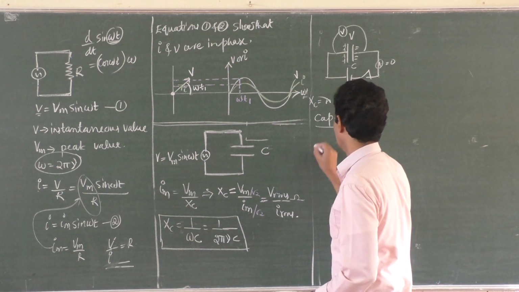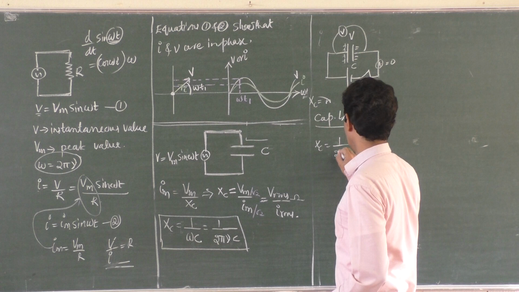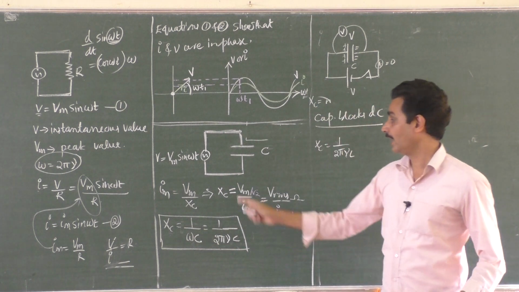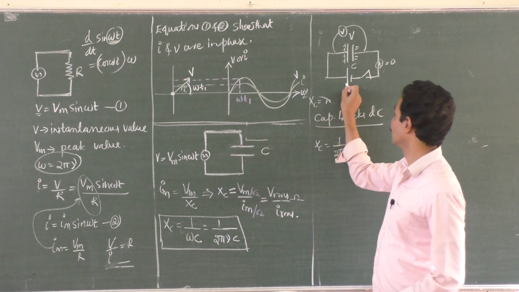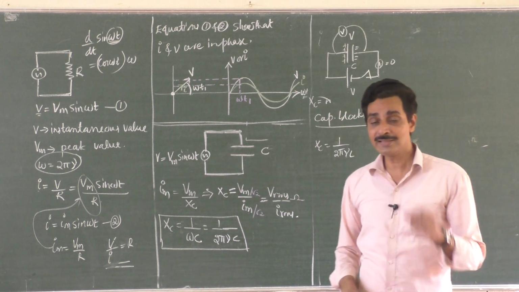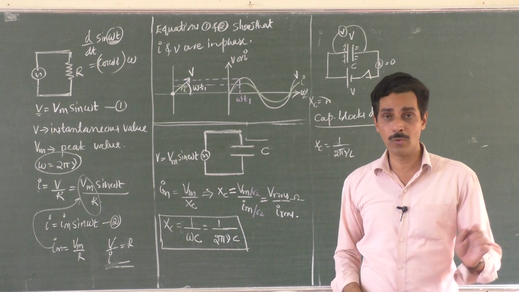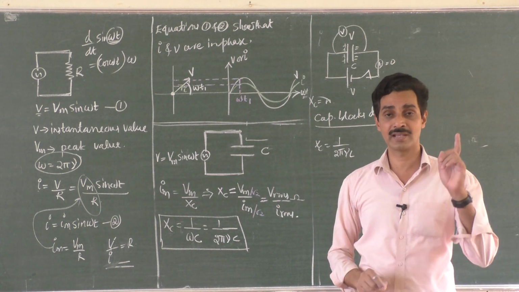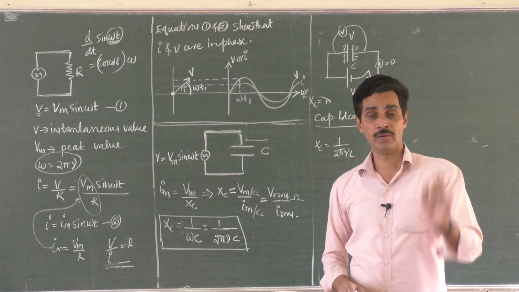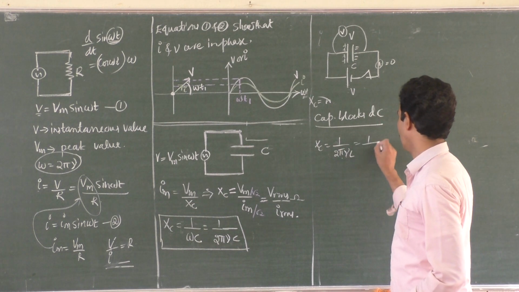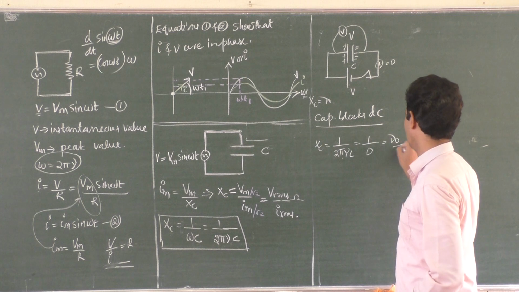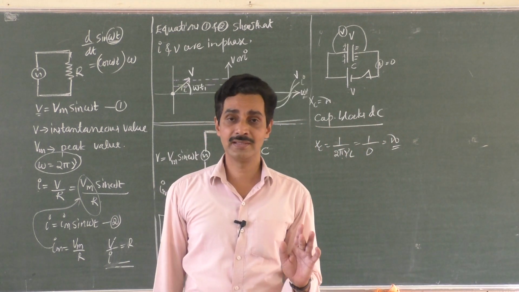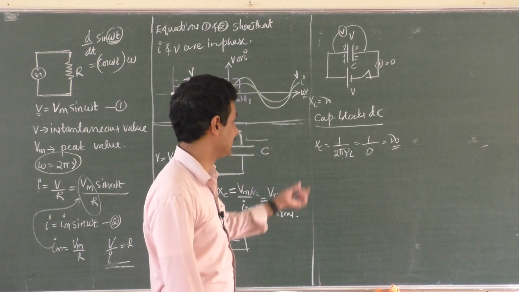Take this one. Xc is equal to 1 by 2 pi nu c. Now what is the frequency of a DC? An AC source has a frequency. What about the frequency of DC? Does DC change its direction every now and then? No. How many times does DC change direction in 1 second? No time. 0. Frequency of DC is 0. 1 by 0, that is infinite. So you can prove it here, right? So you can understand how a capacitor blocks DC.